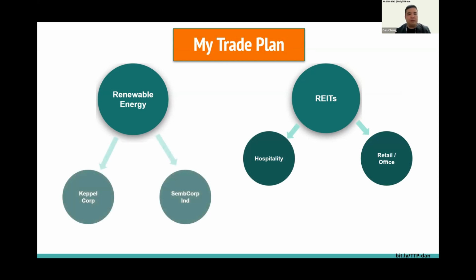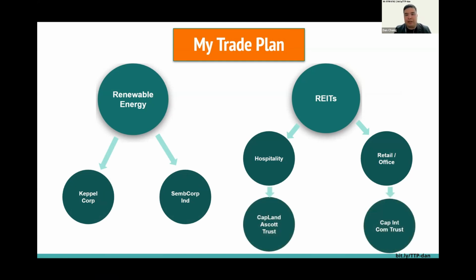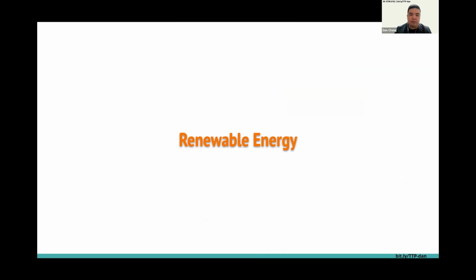For the renewable energy side, I'll be looking at Capricorn and Senco Industry, two of the major renewable players listed on SGX. For REITs, for hospitality, I'll be looking at Capital Land and Escort Trust, and for retail and office, I'll be looking at Capital Integrated Commercial Trust. I will explain one by one as I go along. Okay, renewable energy.